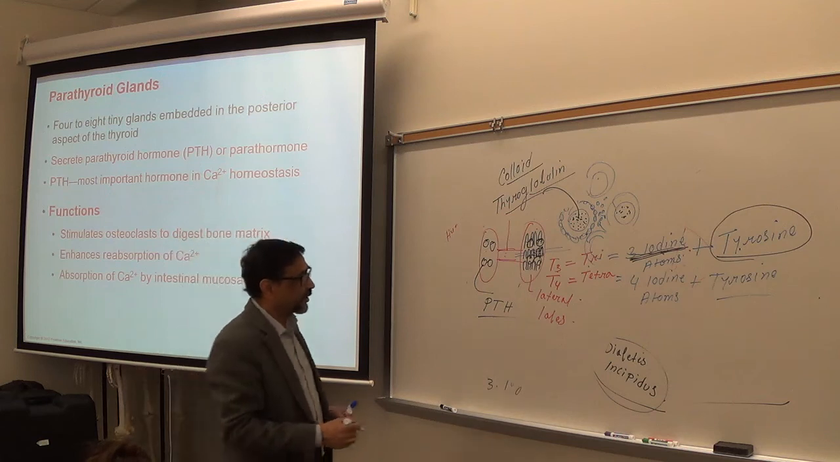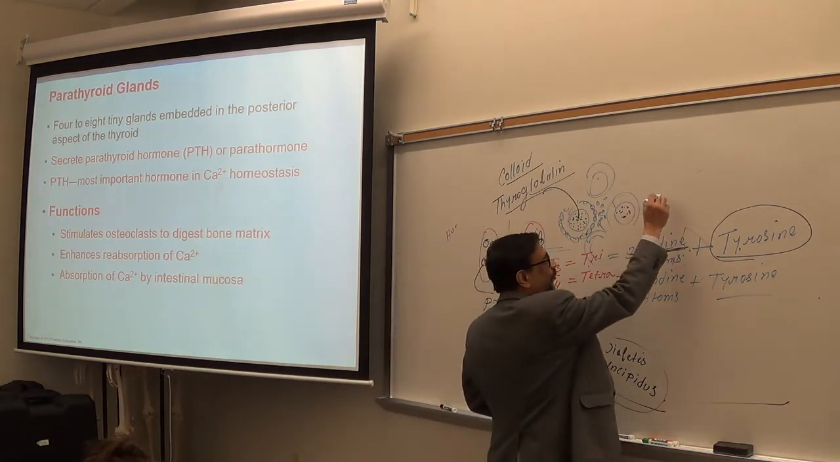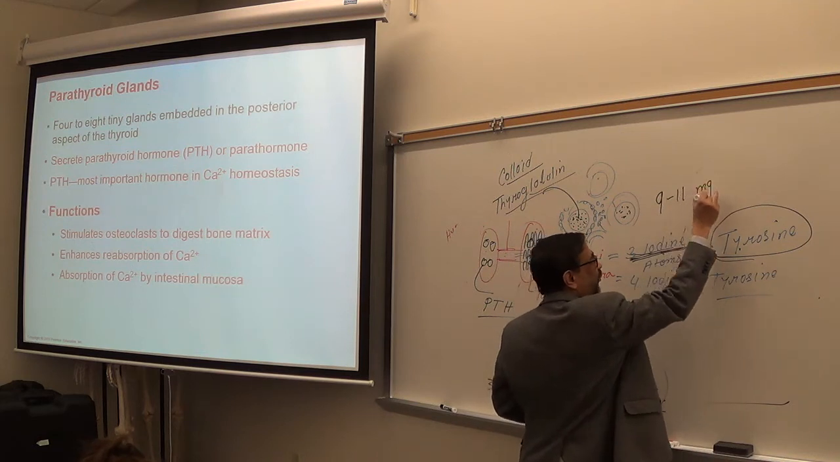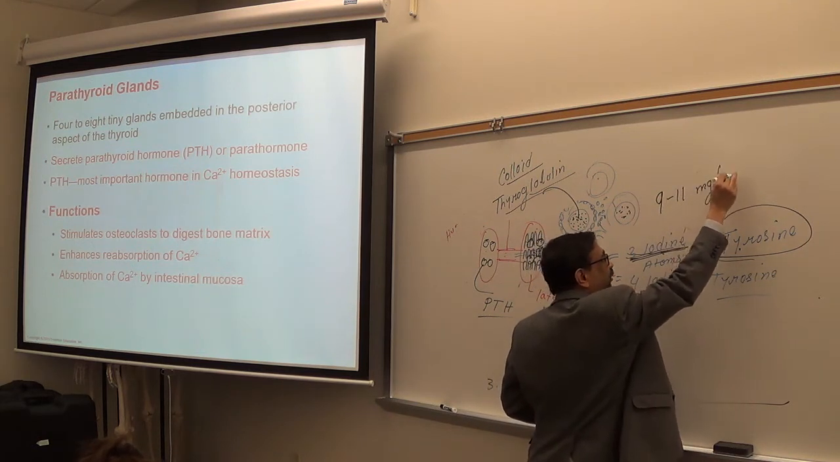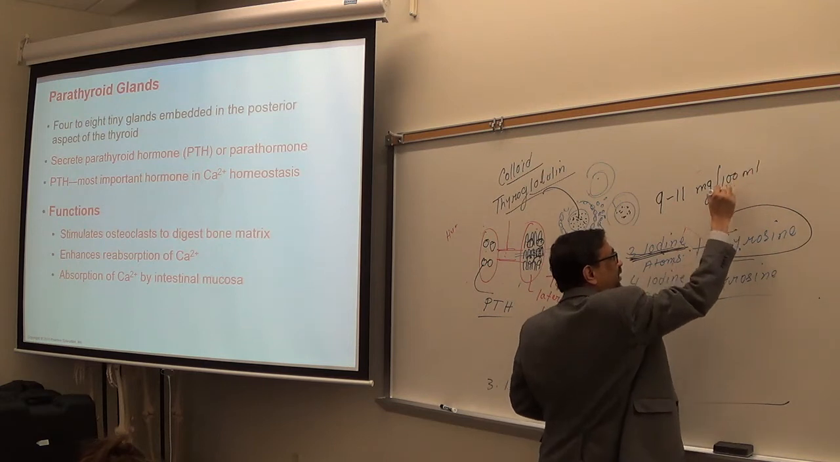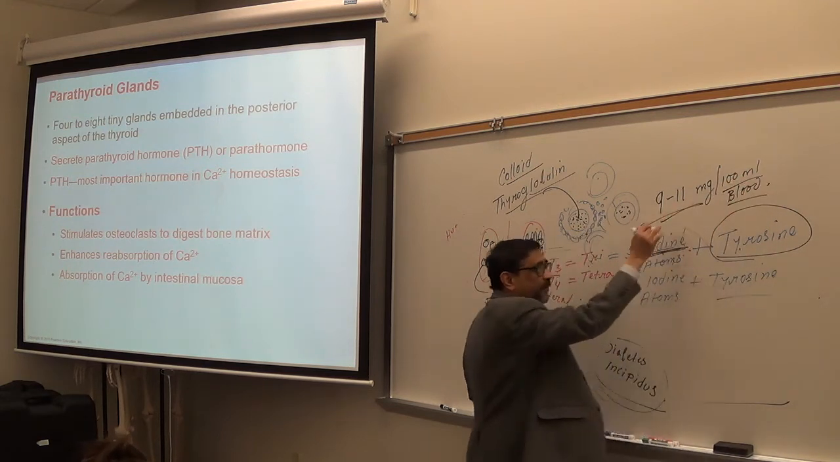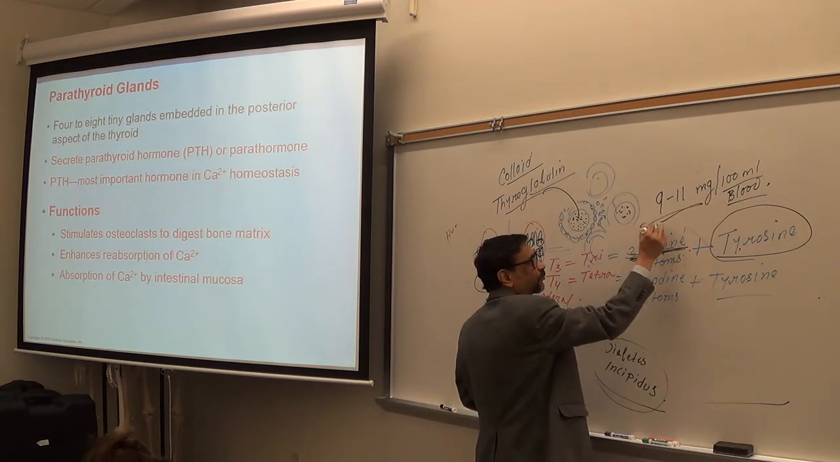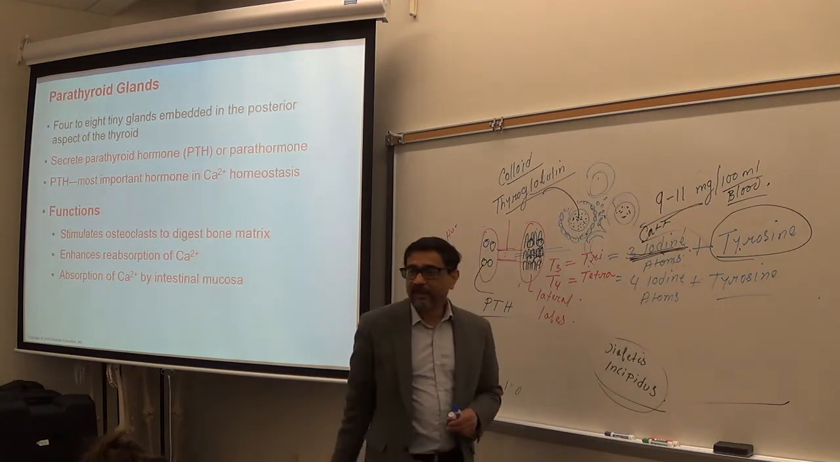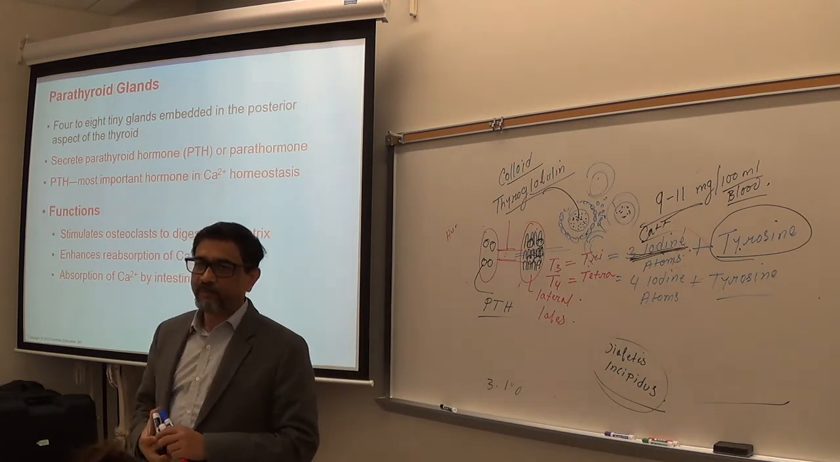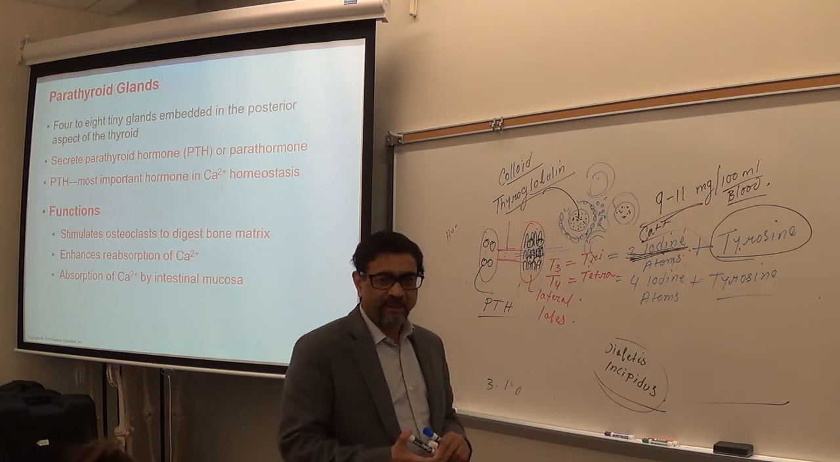Now these two hormones maintain the blood calcium. Blood calcium concentration must be maintained between 9 to 11 milligrams per 100 milliliters of blood, or 1 deciliter of blood. This is the concentration of calcium. Okay? A very important mineral in the body.